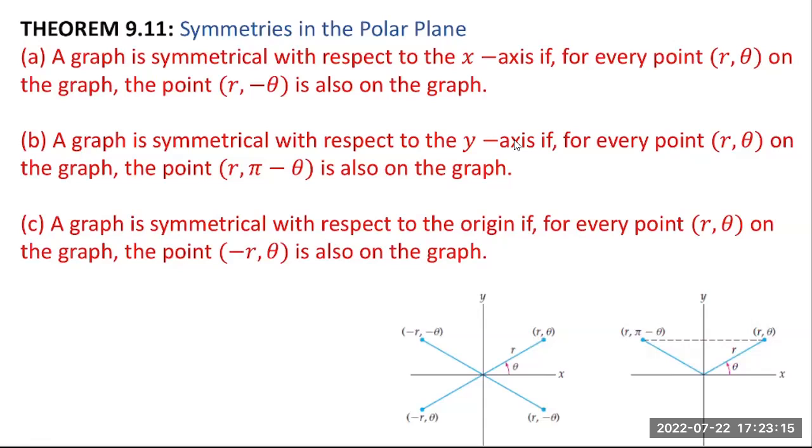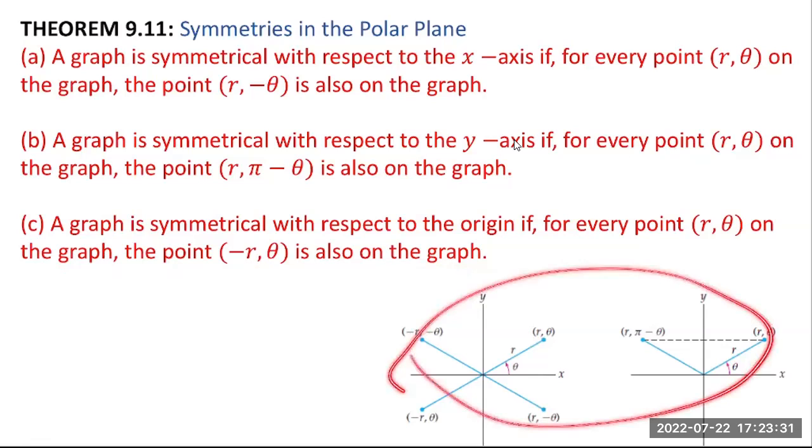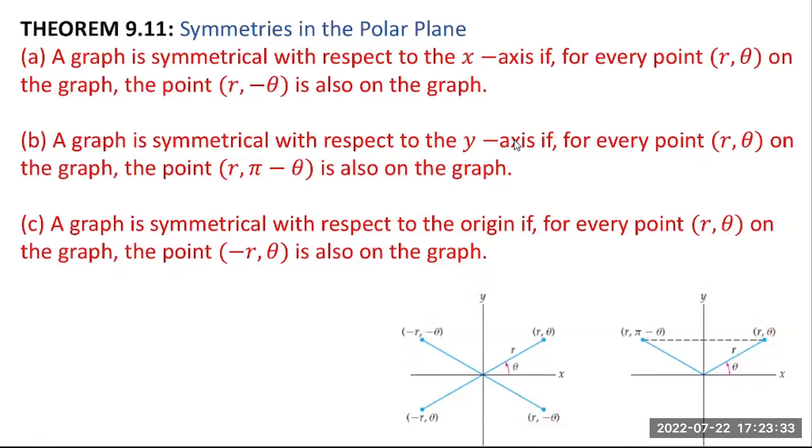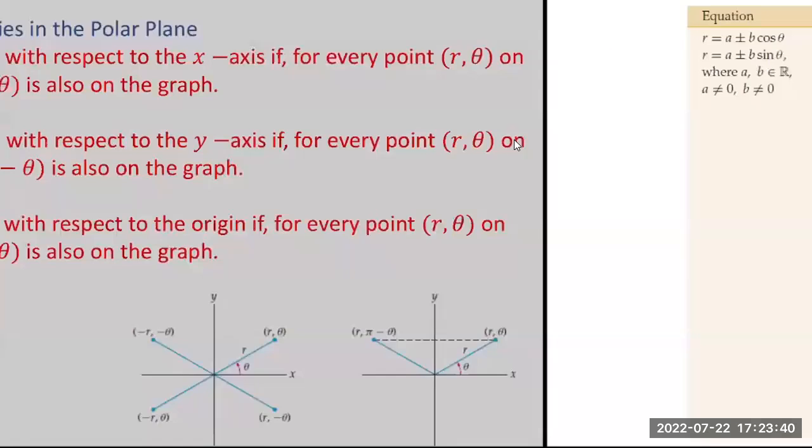And then here is the other definition. A graph is symmetric with respect to the origin if for every point r comma theta on the graph, the point minus r comma theta is also on the graph. You can explain this in a similar manner to what I explained here. So that's the definition of a graph being symmetric with respect to the origin. All right, let's move on.